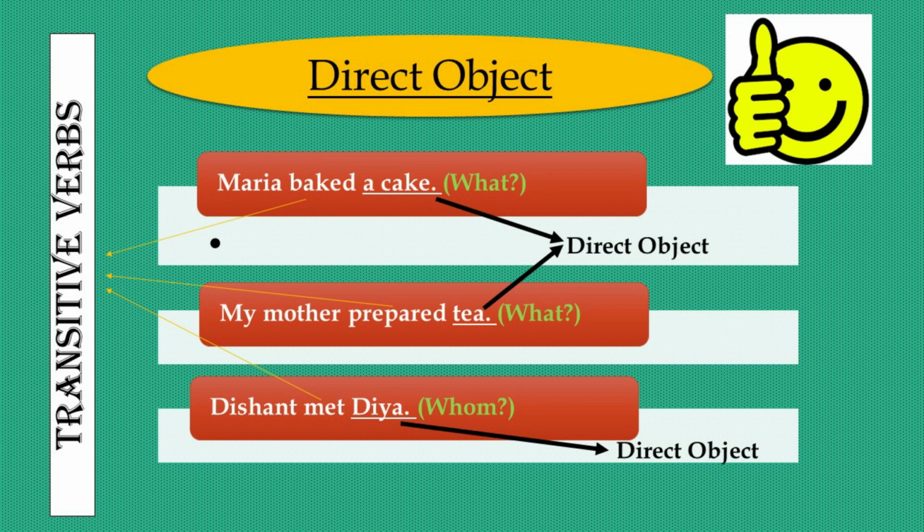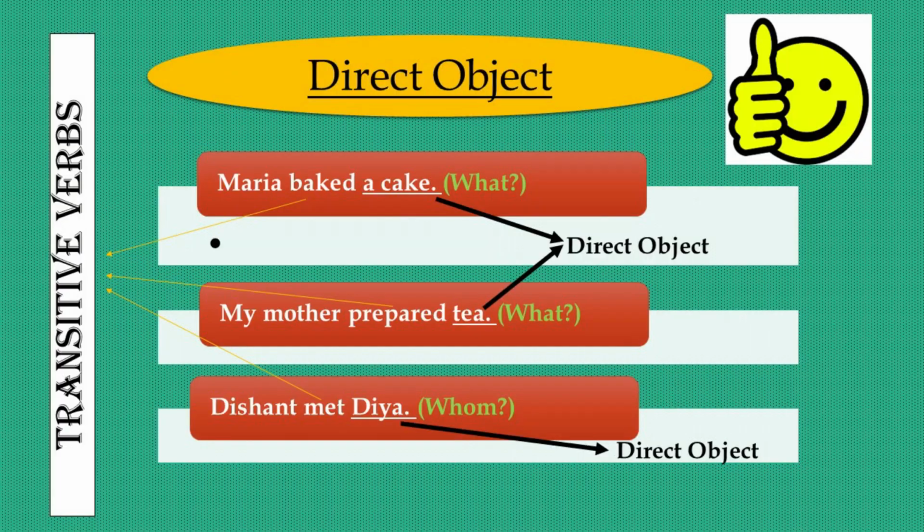Maria baked a cake. Here, Maria is the subject, that is the doer of the action. Baked is the action itself and a cake is the object, and we can call it a direct object because it answers the question what. If I ask you what did Maria bake, the answer would be Maria baked a cake. So this object, that is a cake, is an answer to the question what.